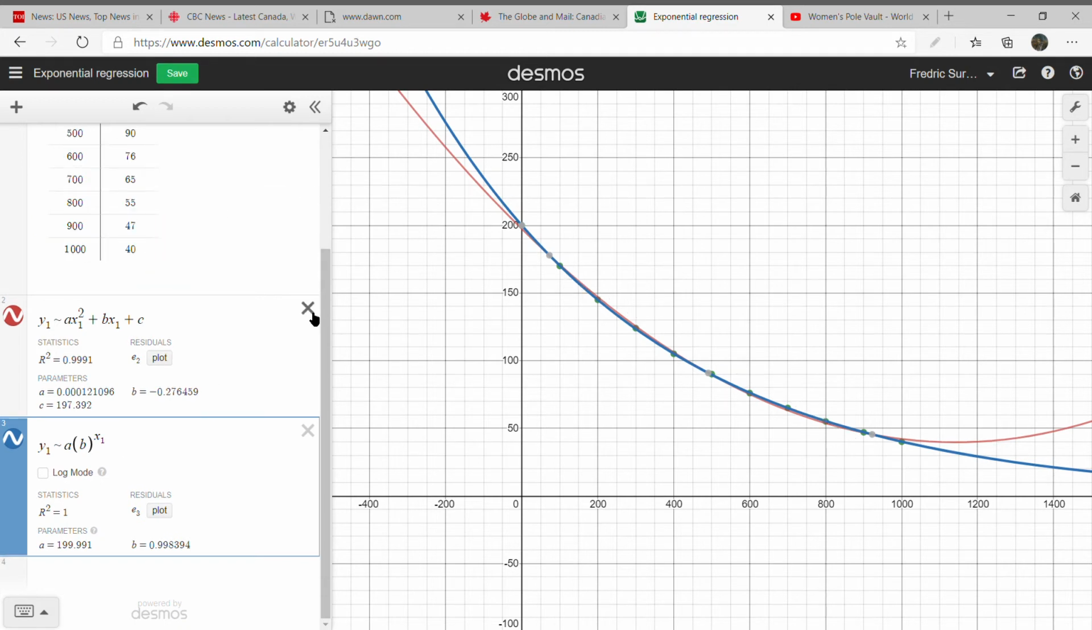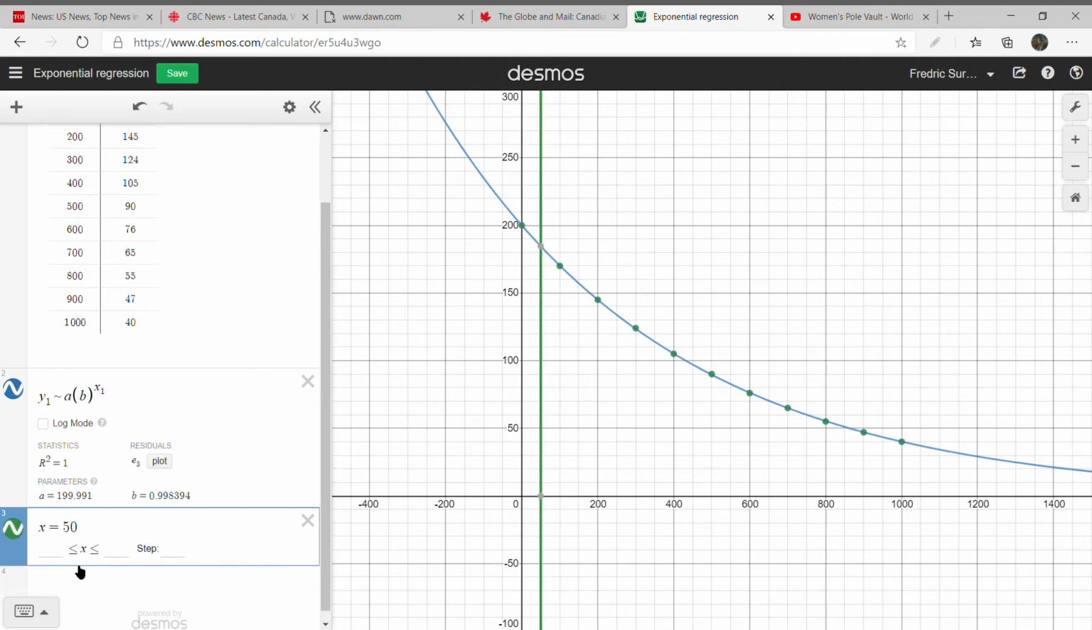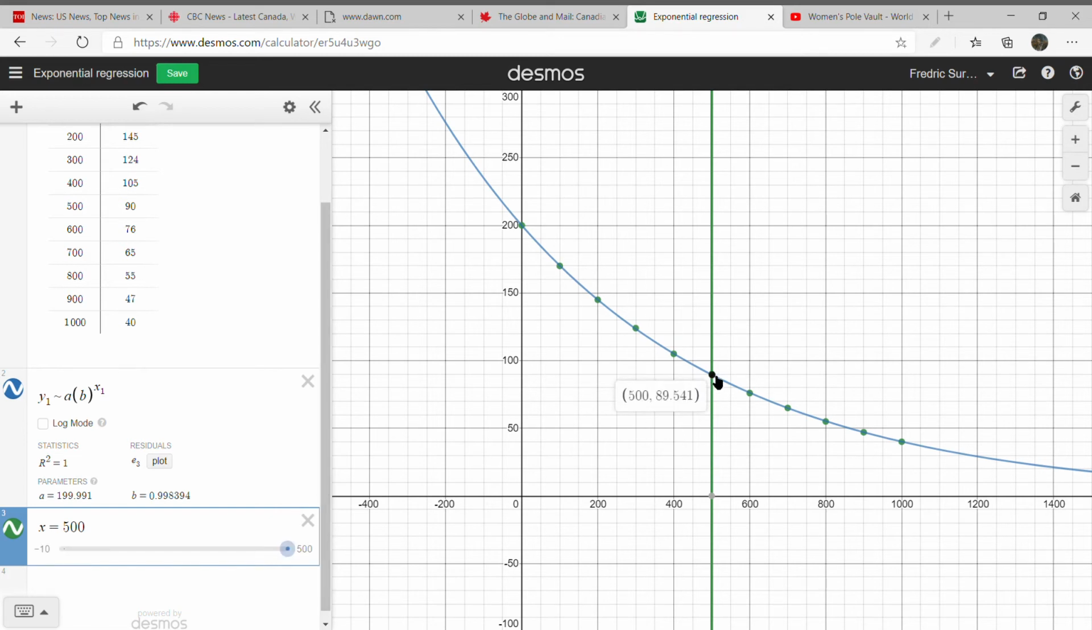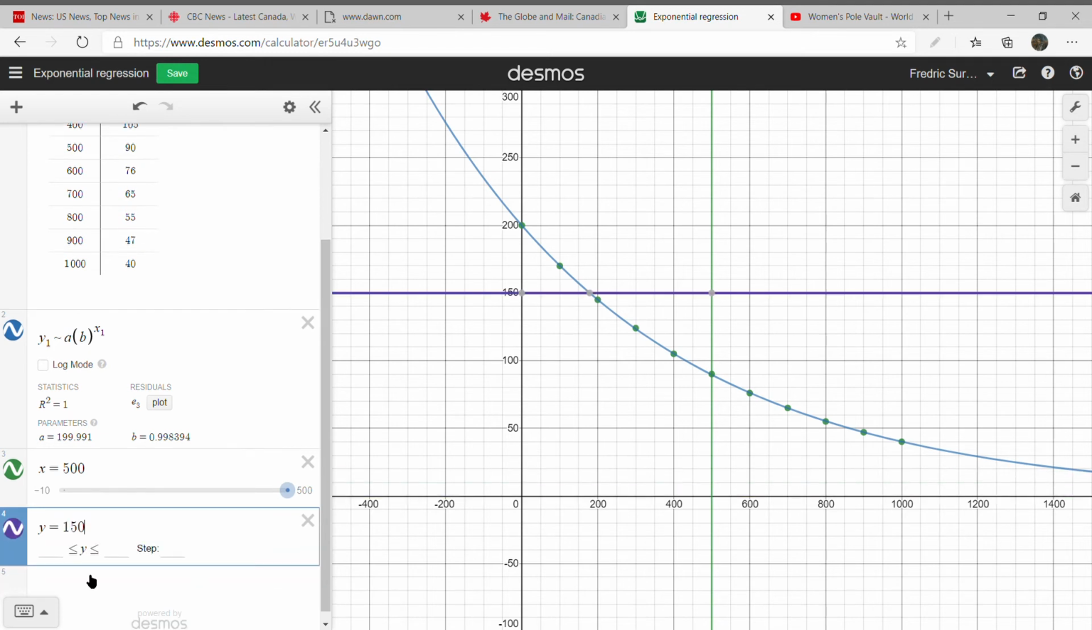So let's see what this is going to look like. So I'm going to input some value of x. So say x equals 500. So when you have x equals 500, you go see the point of intersection there, and you realize that when x is 500, the y value is 89.51.